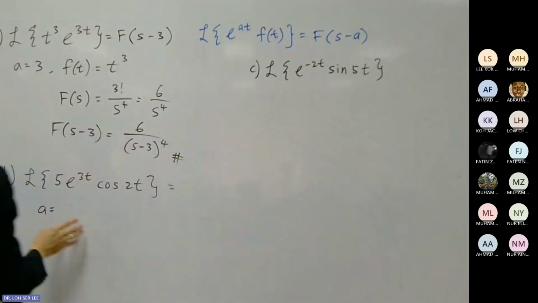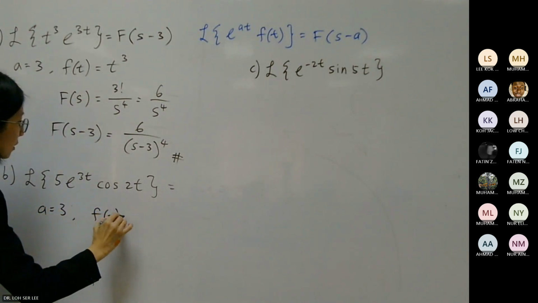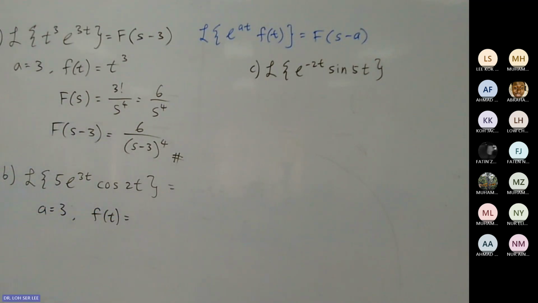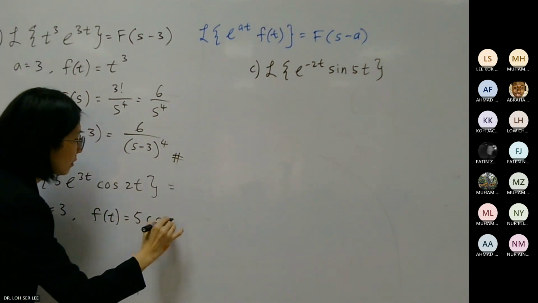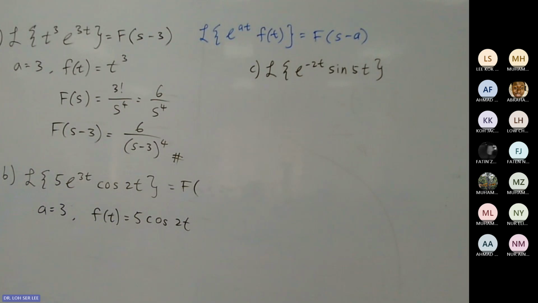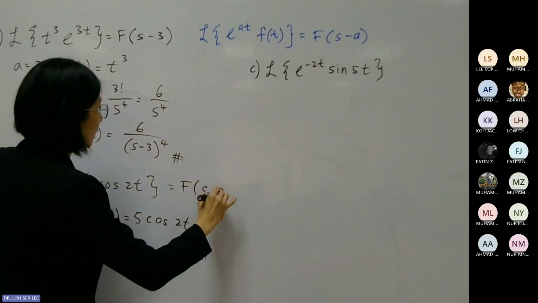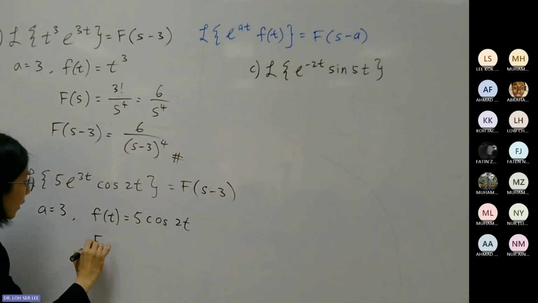Okay, B, what is your a? 3. What is your f(t)? 5 cos 2t. And here, F(s minus 3). Okay, now F(s).